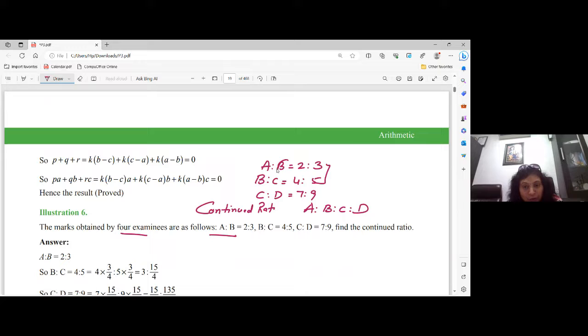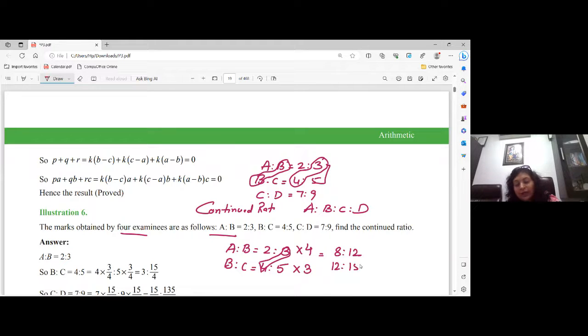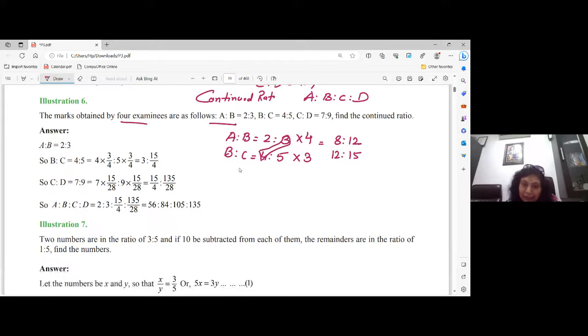In the first 2 ratios, B is common: A is to B, B is to C. If we keep the coefficient of B equal, we can easily combine them. The ratio of A to B is 2 to 3, and the ratio of B to C is 4 to 5. Now I want the coefficient of B to be the same. How can I make it the same? I multiply the first ratio by 4 and the second ratio by 3. So this becomes 8 to 12 and 12 to 15. Now the coefficient of B is equal. That means A is to B is to C is 8 is to 12 is to 15.